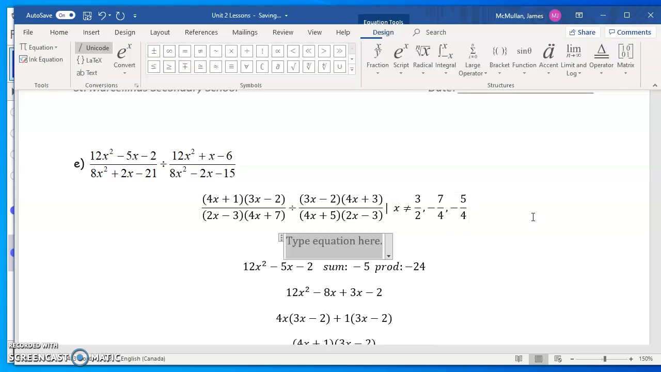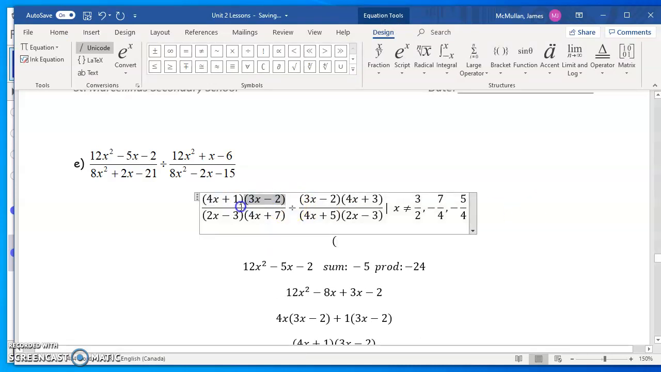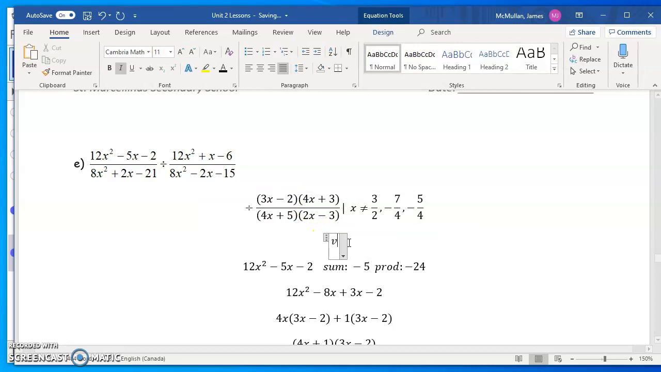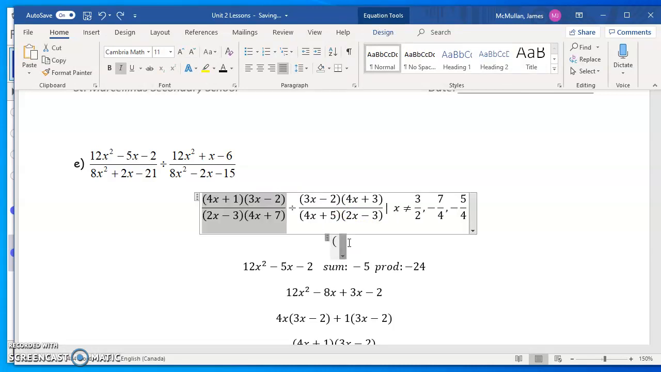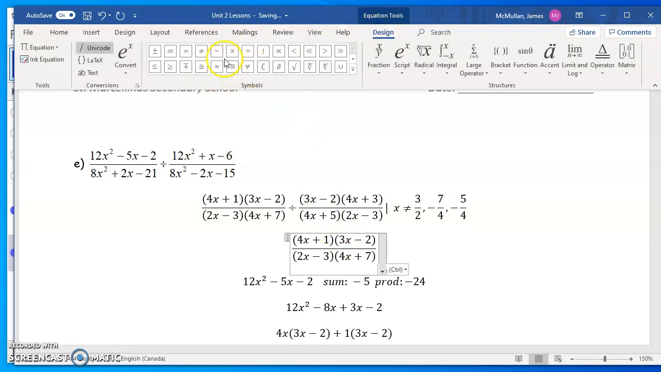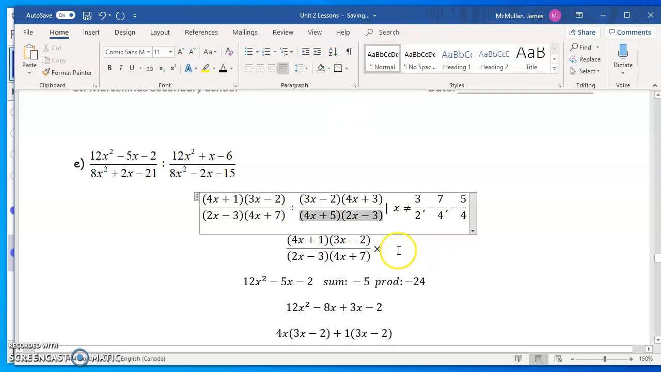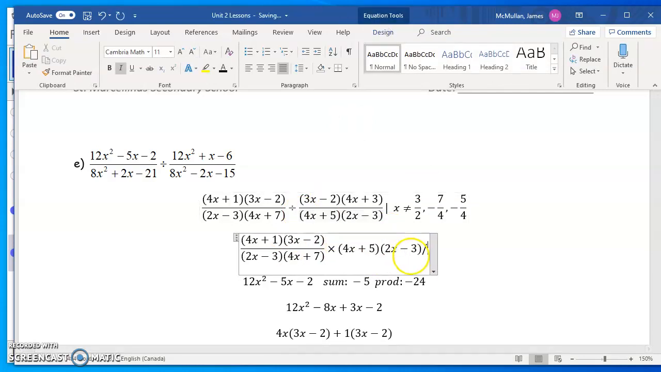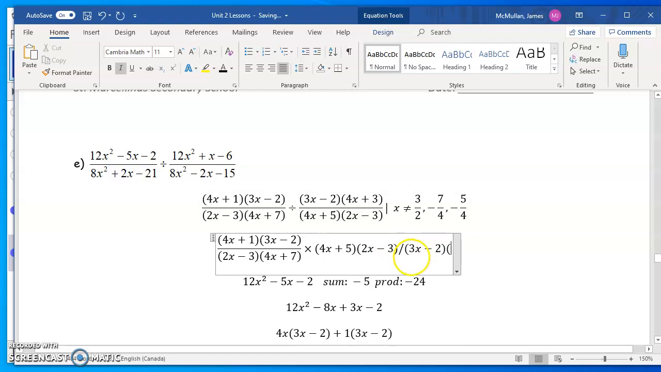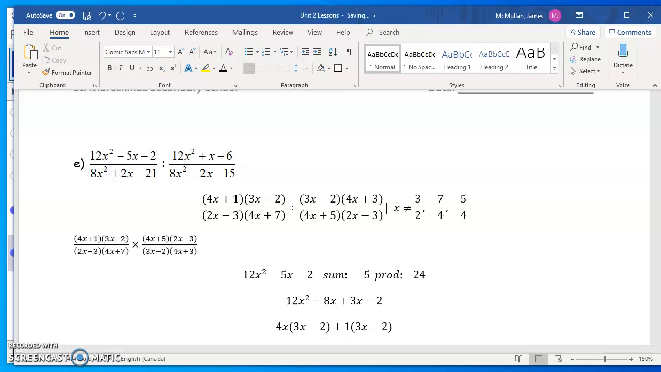Now, to divide, remember, is to multiply by the reciprocal. So let's take this, and then rather than divide, let's think of it as multiplication. And let's take this, that becomes the top, and 3x minus 2, 4x plus 3 is the bottom. Okay, so now we have this. Now, of course, I made a new denominator here. I flipped it over, right?